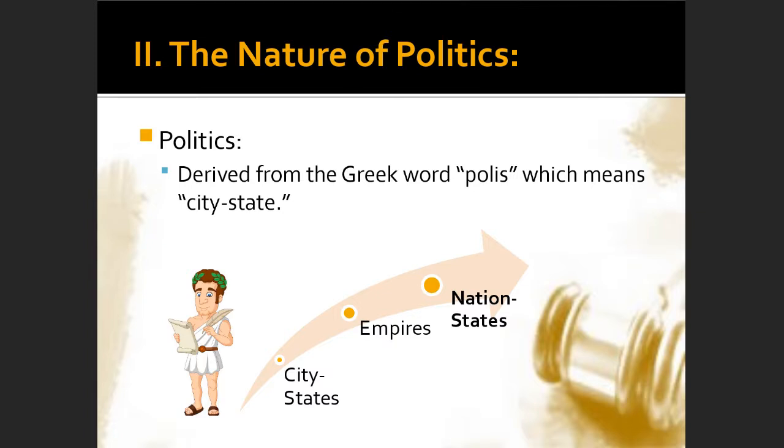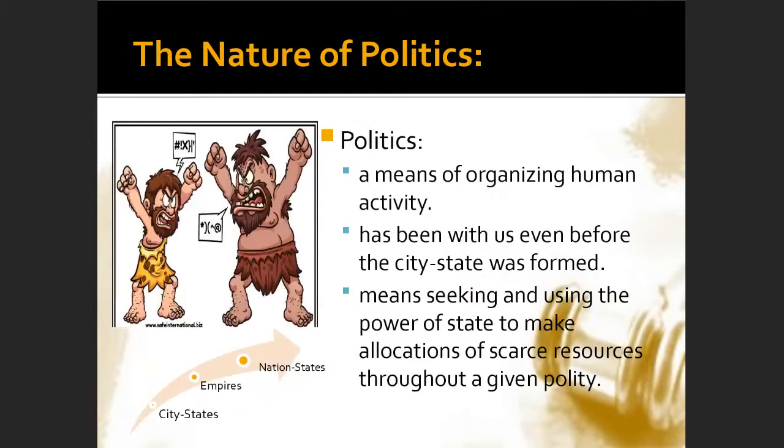But the nature of politics in its essence would be this. So that is only talking about its name. Okay? Politics is a means of organizing human activity. People have different ways of expressing themselves, and they have different needs as well, and so they have to be organized, otherwise it will become chaotic. This problem has been with us for such a long period of time, and therefore politics has been with us even before the city-state was formed.